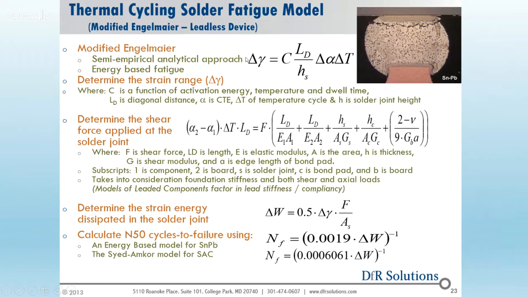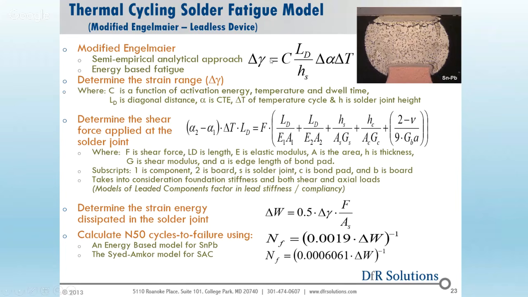Once we have the strain and the force, we can calculate an estimate for the amount of work done during each one of these temperature cycles. And based on some correlations from Said at MCOR, we have an equation that tells us the number of cycles to failure. So the benefit of this technique is that it's very fast.